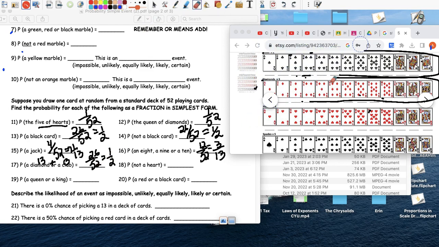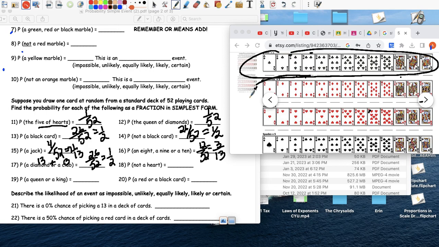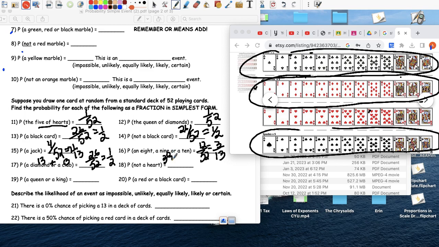Not a heart. Not a heart is all your clubs, all your diamonds, and all your spades. So that's 39 out of 52, which simplifies to 3 over 4.